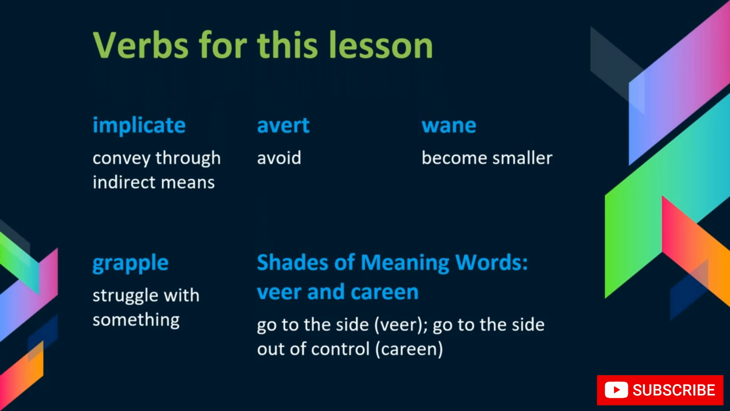As always, welcome back for Lesson 15 of Advanced TOEFL Verbs. Let's get started. The verbs for this lesson are implicate, avert, wane, grapple, and our shades of meaning words veer and careen.